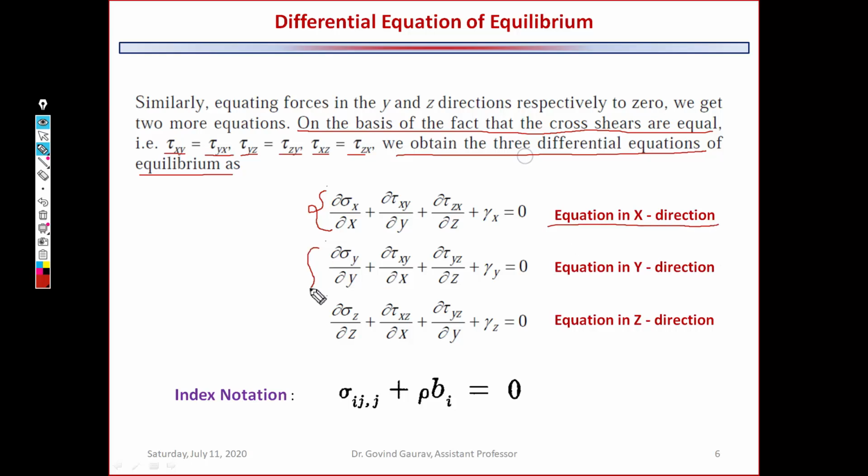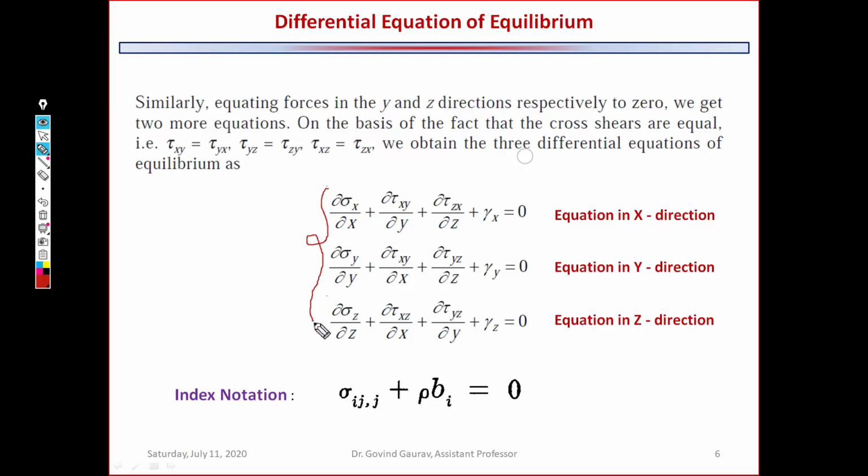On similar grounds, if we write the equations in the y direction, we will get the following equilibrium equations. On the same grounds as what we have done for the x axis and y axis, if we write the equilibrium equations in the z direction, we will come up with the following differential equations in the z direction. So we have got altogether three differential equations, or the three equations of equilibrium, in the x direction, y direction and z direction. This is in terms of the normal notation that we use.